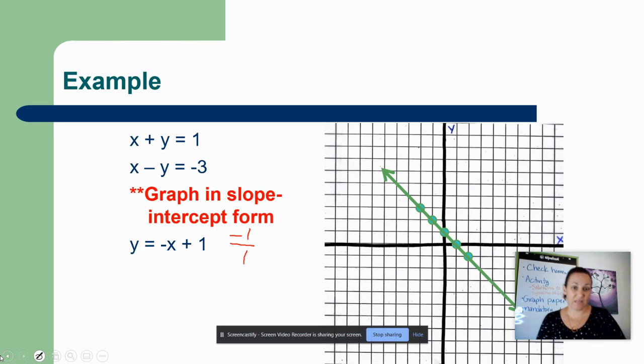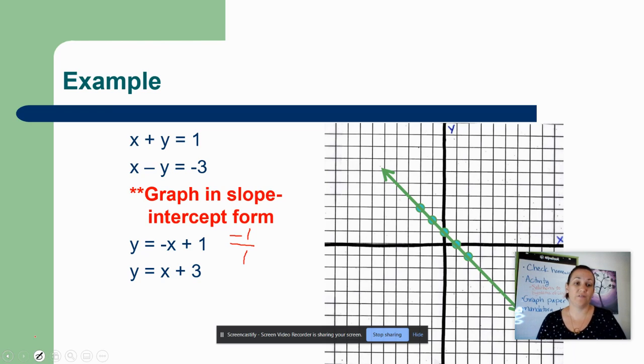Next, I'm going to take my second equation and change it to slope-intercept form. Again, I'm going to subtract the x on both sides. And then I do need to do a second step, which would be dividing everything by -1. For my final slope-intercept form, I get y equals positive x plus 3.